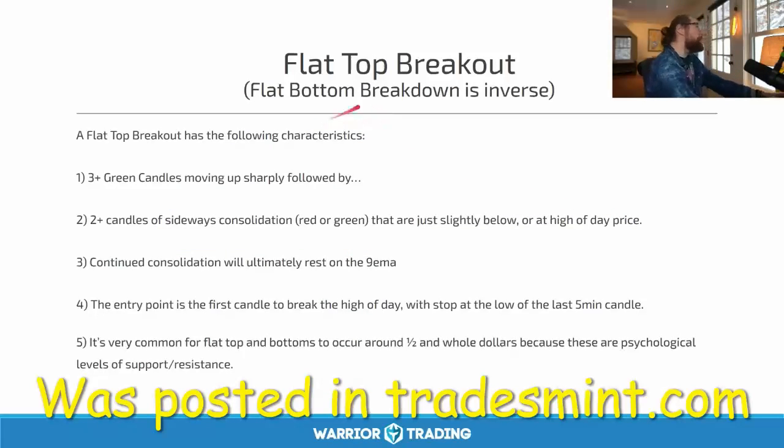So a flat top breakout pattern, and a flat bottom breakdown is the inverse. Flat top breakout pattern typically has the following characteristics. Usually 3+ green candles in a row, moving up, followed by 2 or 3 candles of sideways consolidation. Usually we want at least 2 candles of sideways consolidation. So it's kind of like a bull flag, except that it's all right under the high of day. It's not actually pulling back, it's just going sideways.